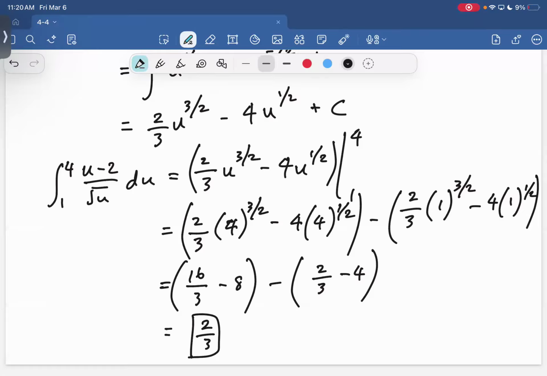Okay, so just to review, we first took the antiderivative, which is the indefinite integral. And then we take that indefinite integral and we plug in the upper limit and the lower limit and then subtract them. It's very easy. Very easy.